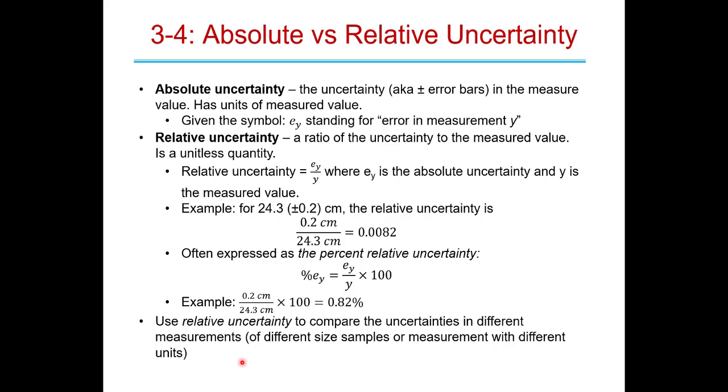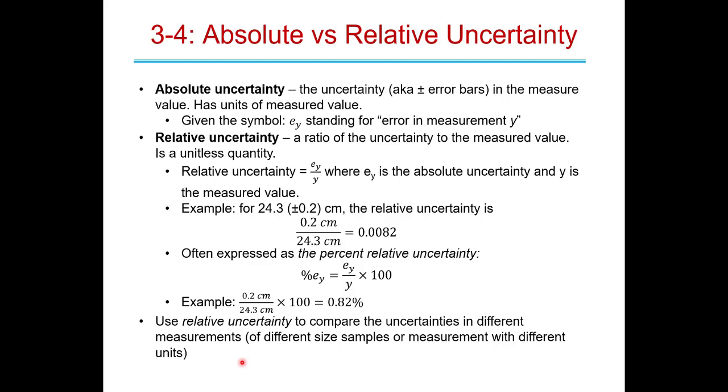So maybe we have two measurements that are on vastly different size samples, or perhaps we're trying to compare a measurement of mass to a measurement of volume where the units are even different. If we compare their relative uncertainties, then we can say something about which measurement is the more precise measurement. Remember, precision is about reproducibility. So your smallest amount of uncertainty means your results have more digits in them, right?